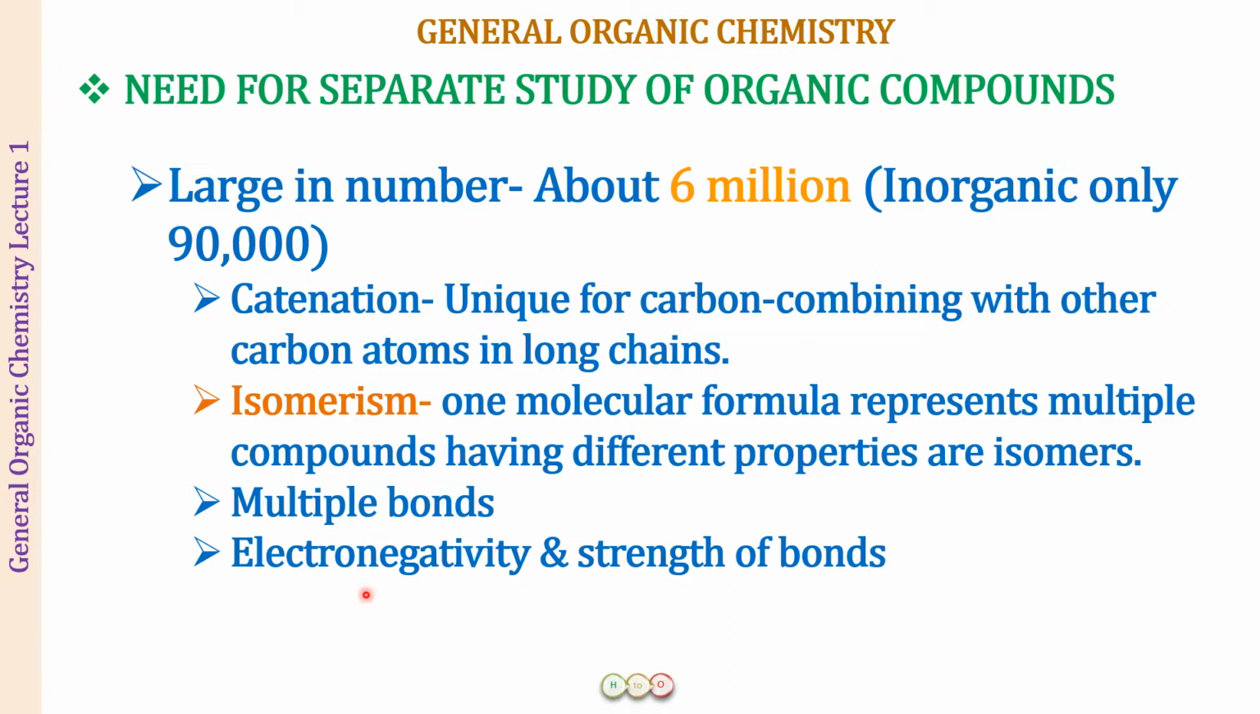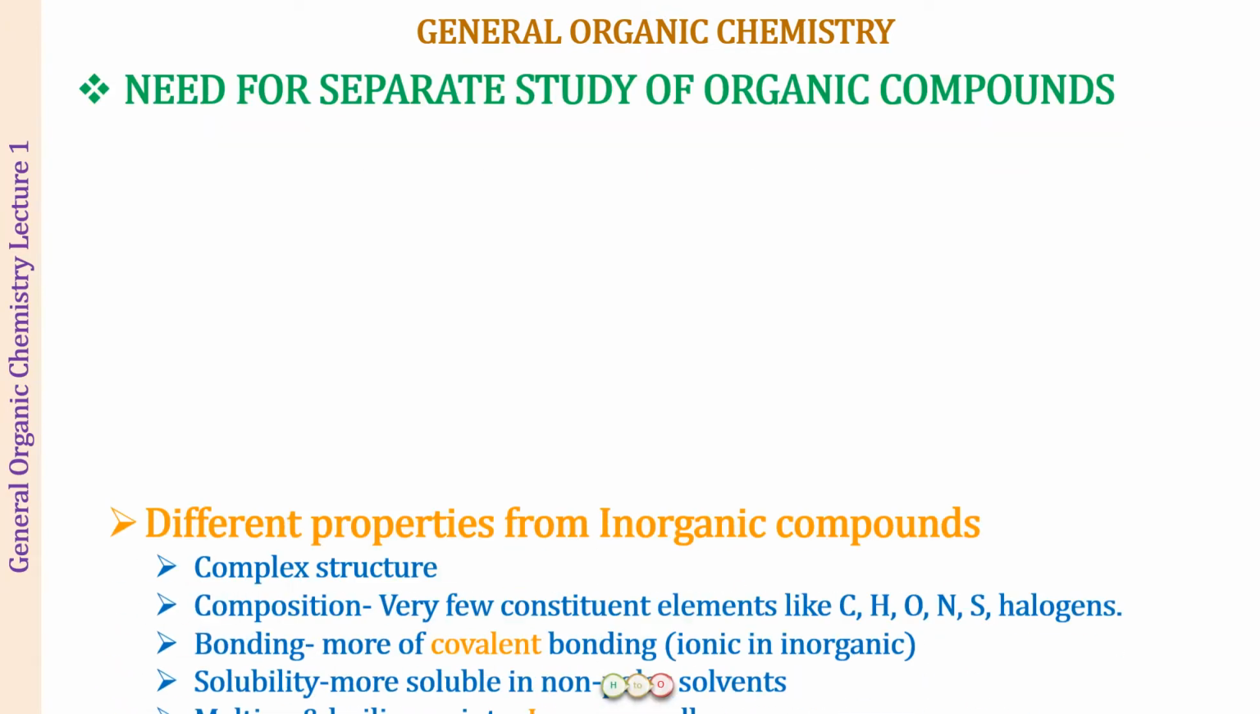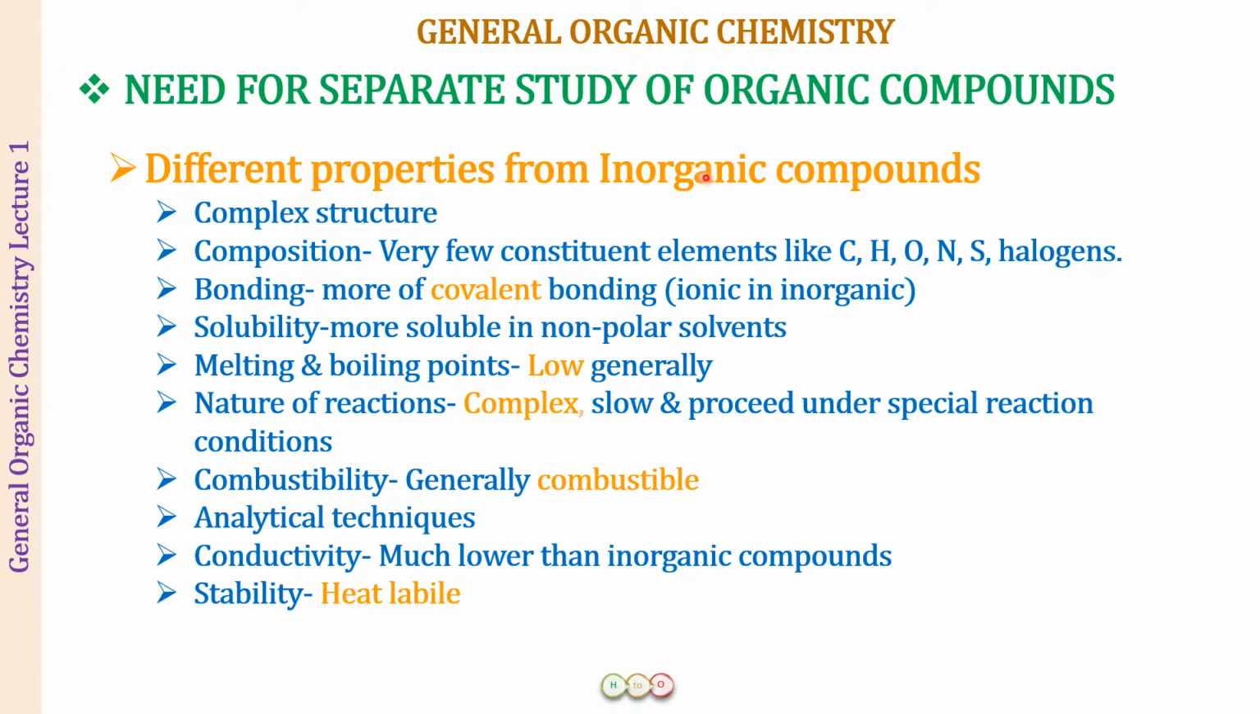The electronegativity of carbon is neither very low nor very high. It is 2.5, and the size of carbon is very small. Therefore carbon can form strong covalent bonds with hydrogen, oxygen, nitrogen and other carbon atoms, and this also adds to the number of carbon compounds. So one reason is that the number of organic compounds is large, and the other reason is that the properties of organic compounds are very different from the inorganic compounds.